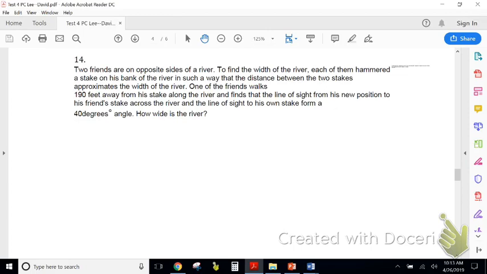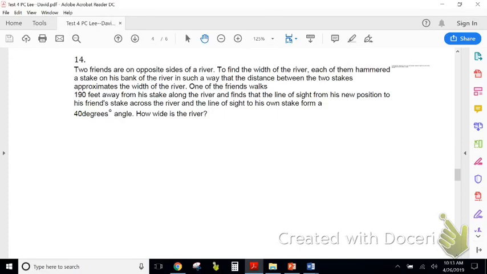All right, number 14 says, two friends are on opposite sides of a river. To find the width of the river, each of them hammered a stake on his bank of the river in such a way that the distance between the two stakes approximates the width of the river. One of the friends walks 190 feet away from his stake along the river and finds a line of sight from his new position to his friend's stake across the river, and the line of sight to his own stake form a 40-degree angle. How wide is the river?